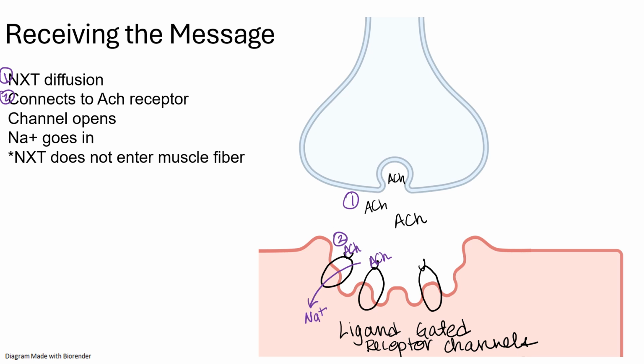So number 3, which I have right here, kind of combines these two together: the channel opens and now sodium enters into the cell. I want to make this very clear that ACH does not enter the cell. Put hearts and stars and balloons around this, because people forget ACH does not enter the cell. It's like a token, and you put the token in the turnstile, but you enter the subway. So ACH docks itself on the ligand-gated receptors, but it is sodium that moves into the muscle fiber.